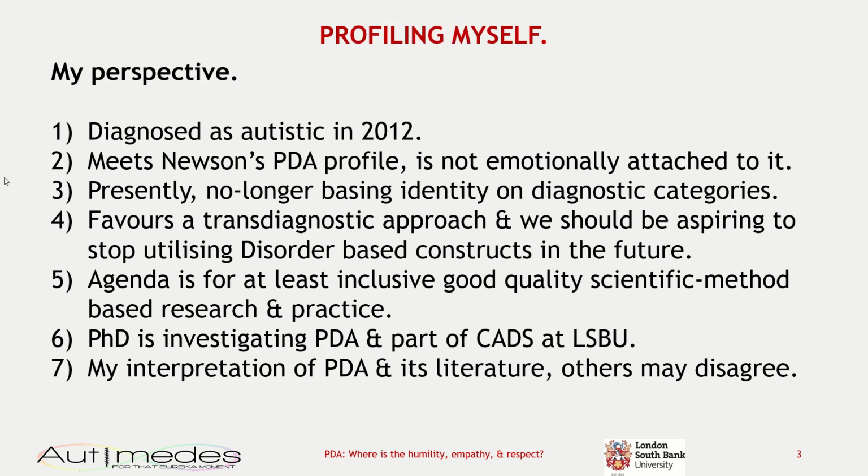A bit about my perspective. I was diagnosed autistic in 2012. I do meet an advocacy group's PDA behaviour profile, but I'm not emotionally attached to it. I'm no longer basing my identity on such categories because I favour a transdiagnostic or cross-categorical approach to mapping and supporting such features, and I think we should be moving to exclusively using a transdiagnostic approach in the future.